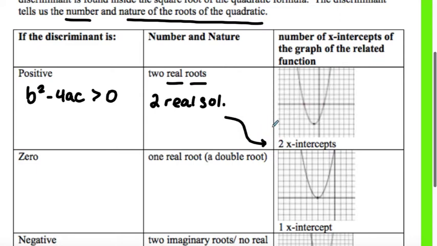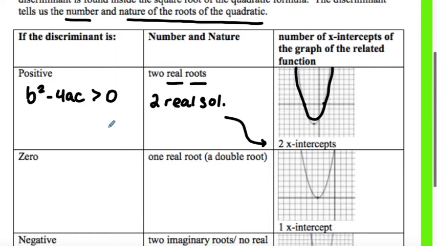So immediately, if I know that a graph crosses the x-axis twice, like this graph here, you can see it crossing the x-axis twice, then I know that the discriminant was a positive number. So the discriminant can tell me about what the graph might look like.